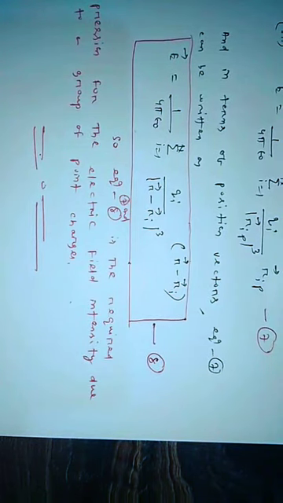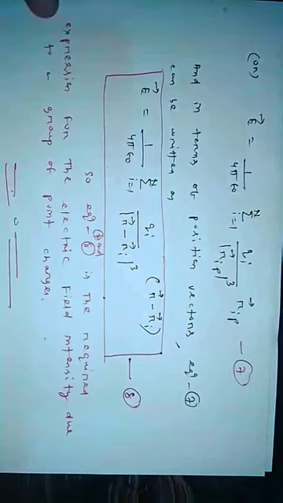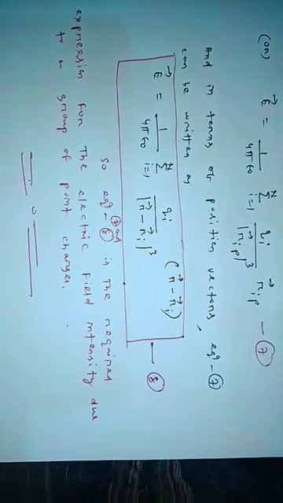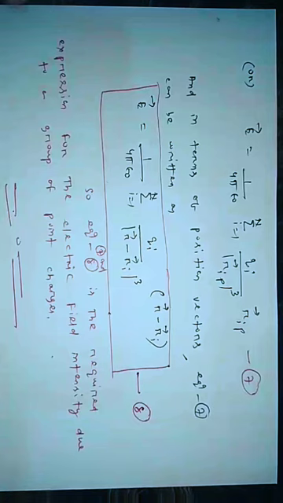So this is a very important question: electric field intensity at point P due to a group of point charges. If in a system there are a number of charged particles, what is the electric field intensity at point P due to a group of point charges? Thank you very much.